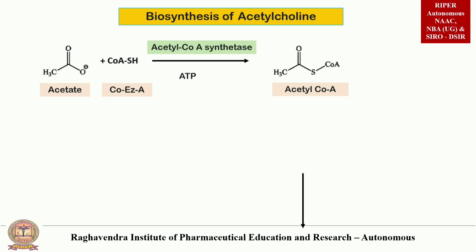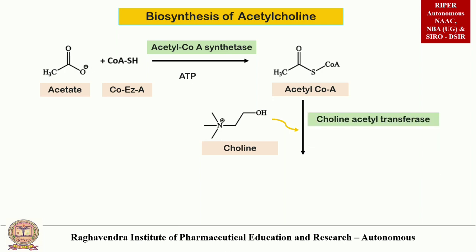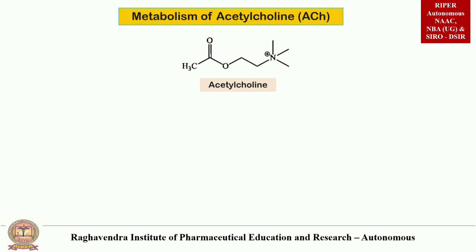Next one, choline present in the cytoplasm is transported into the nerve terminal by a specific carrier system, that is sodium dependent channel. Then this acetyl-CoA combines with choline to form acetylcholine. Acetylcholine acts as a neurotransmitter. This reaction is catalyzed by choline acetyl transferase. During the reaction, acetyl group is transferred to choline, so the name of the enzyme is choline acetyl transferase.